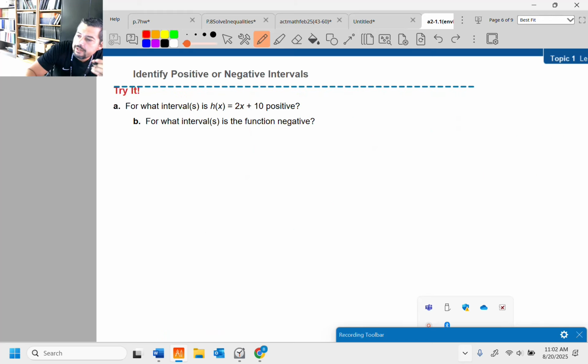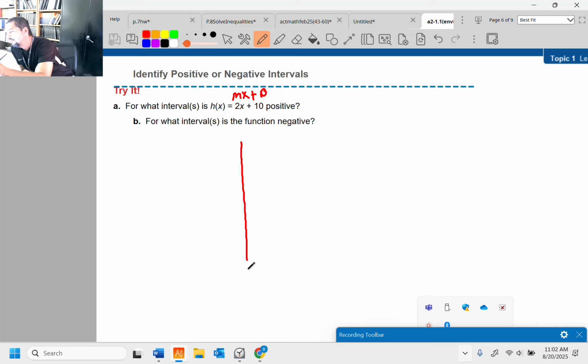All right, here's a try it. For what intervals is h of x equals 2x plus 10 positive? For what intervals is the function negative? You ought to be able to graph this thing. Like, this is straight up 100% all day long mx plus b, right?